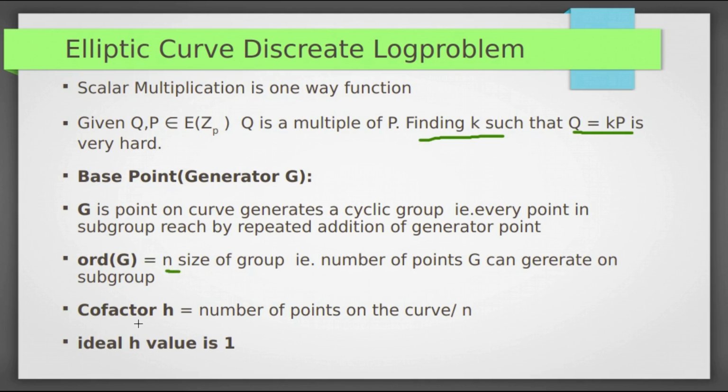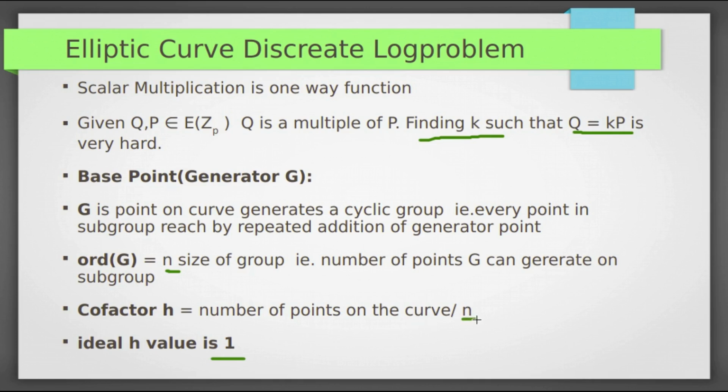The cofactor is the order of the entire group divided by the order of the subgroup generated by that base point. Here the order of the group is the number of points on the curve. Simply, the cofactor is the number of points divided by the number of points generated by the subgroup. The ideal value for H is 1, meaning if the generator generates all points on the curve, H will be 1.